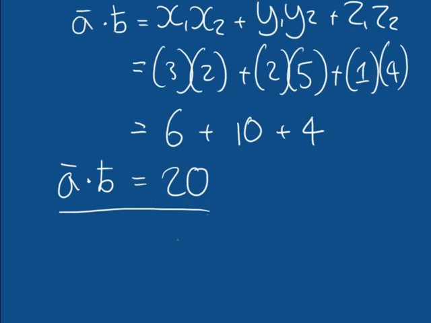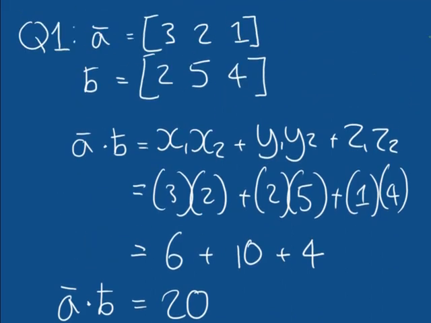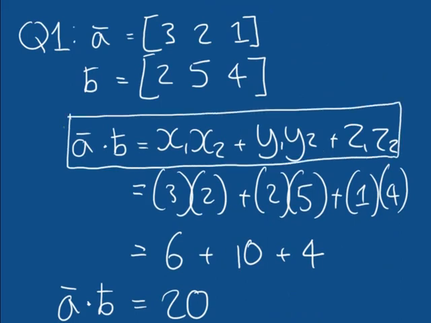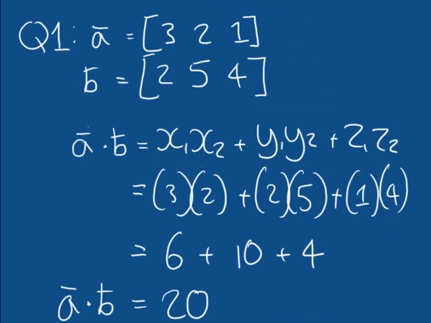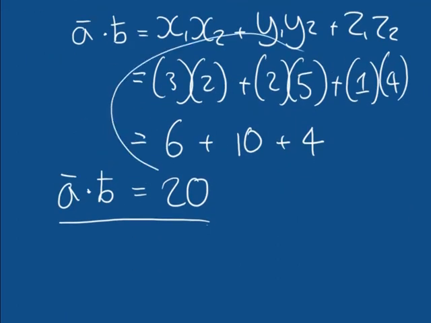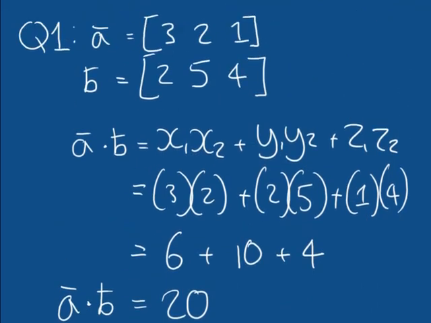Now if you got stuck at any point, just make sure you're familiar with the component version of our dot product definition. The fact that the dot product of these two vectors is equal to the x components multiplied together plus the y components multiplied together plus the z components multiplied together. And if you're familiar with that, then just make sure you haven't made any simple numerical errors with the actual calculations. So that's question 1.